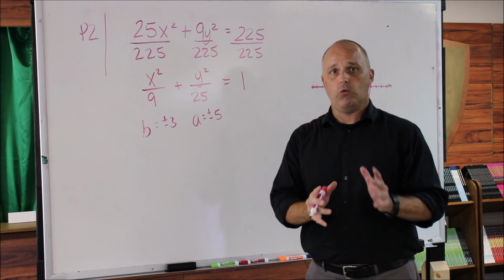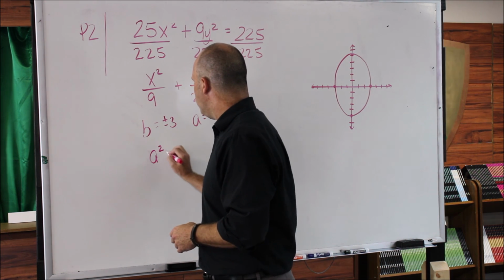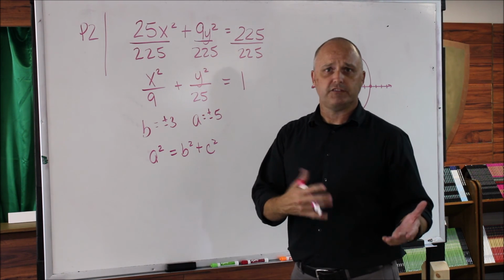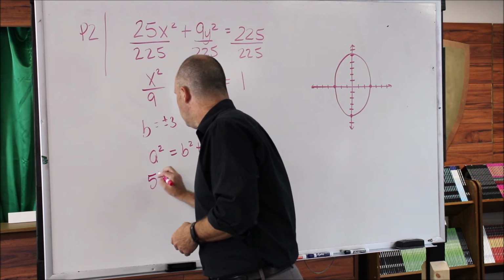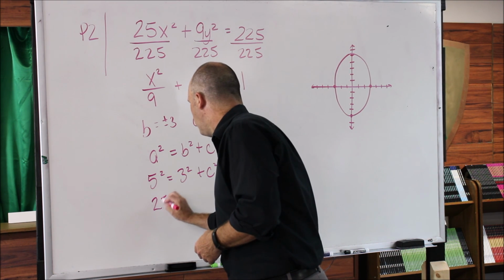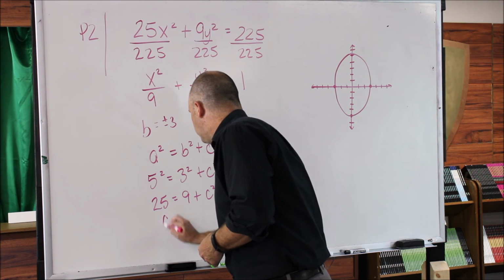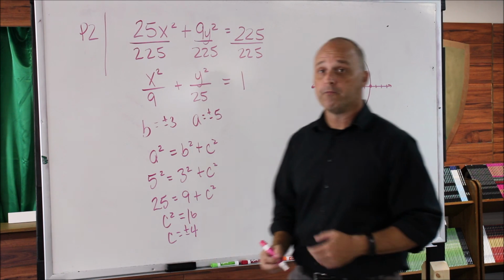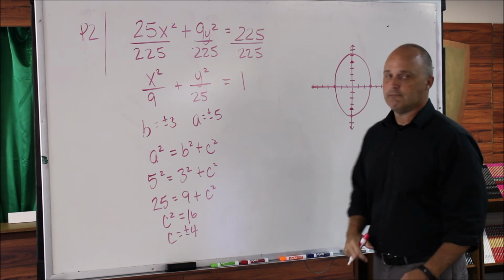Well, remember that we're working with the Pythagorean theorem here. We've got a is 5, and we're going to do a squared is equal to b squared plus c squared, instead of c squared is equal to a squared plus b squared, which we normally do. So we get 5 squared is equal to 3 squared plus c squared. That becomes 25 is equal to 9 plus c squared, and so c squared is equal to 16. So c is equal to plus or minus 4. I know that the foci of this are going to be at positive 4 and negative 4. And that's how you're going to do this.